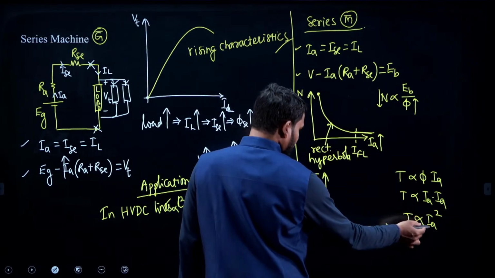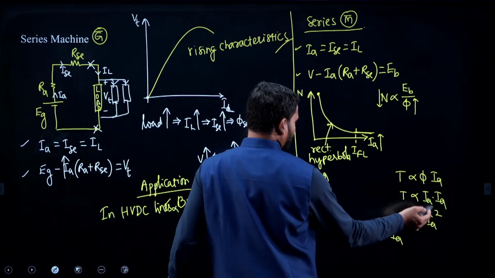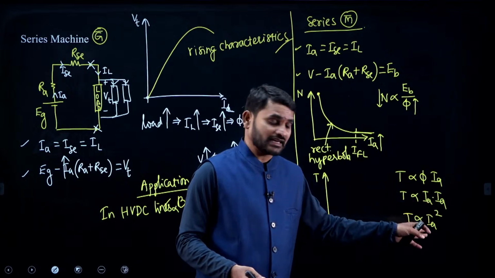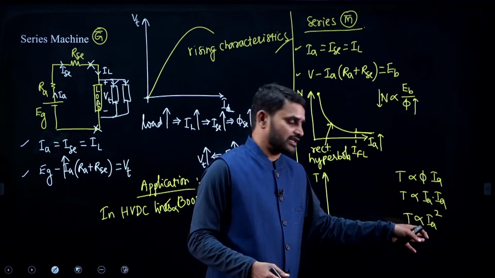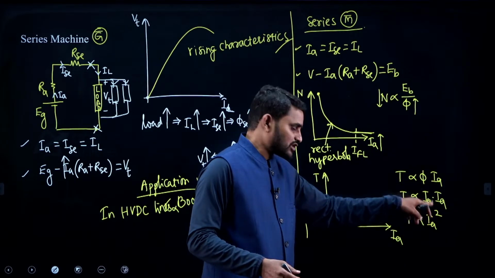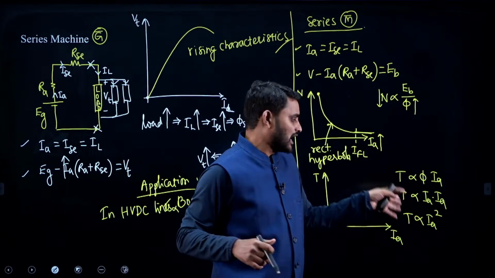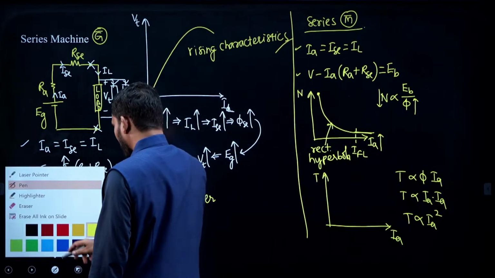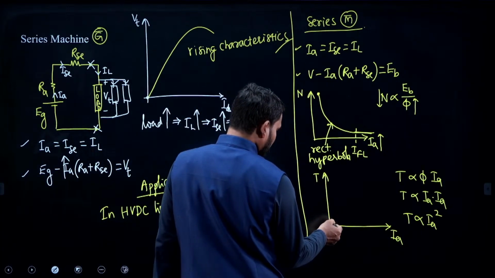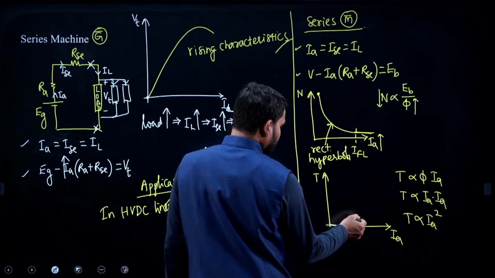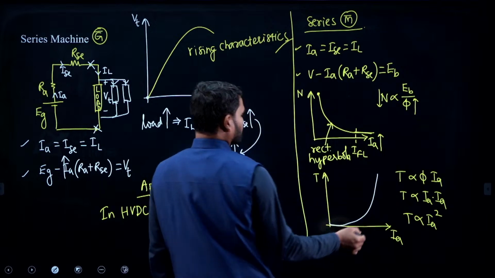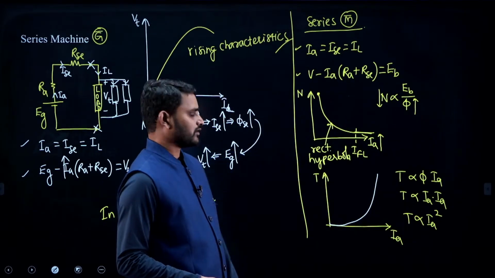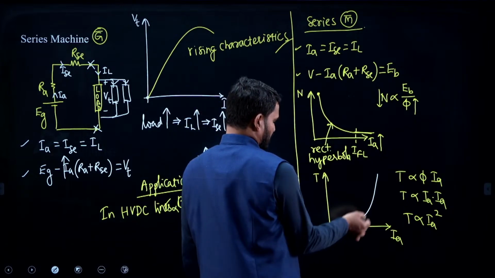For a small amount of current, 1 square is a small value, 2 square is 4, 3 amperes, 3 square is 9, 4 amperes, 4 square is 16. As the current increases, the square of that value definitely increases, so the torque value increases. At small values of current the torque might be very low, but after some time the torque increases rapidly like this. It looks like a parabola.